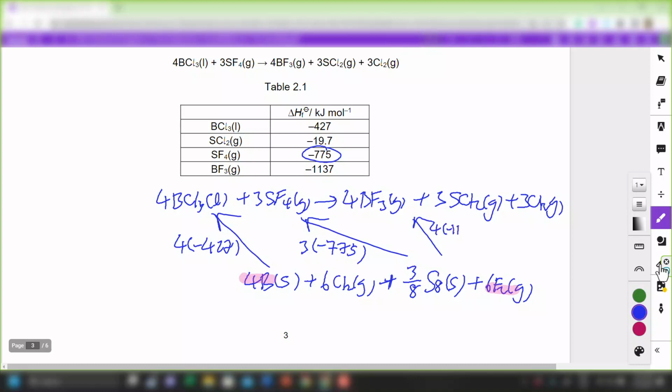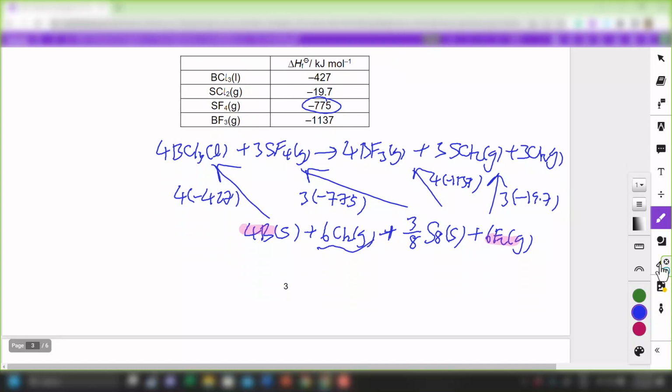So that's 4 multiplied by negative 1137. And then SCl2, okay, so SCl2 will be 3 over 8 S8. That will be 3 multiplied by minus 19.7. Okay, and then of course 3 of the Cl2s I'm going to use from here, and then the remaining 3 will be carried over. Enthalpy change of formation by definition is 0, so that will be fine. Okay, so same thought process. This will be the enthalpy change of the reaction.